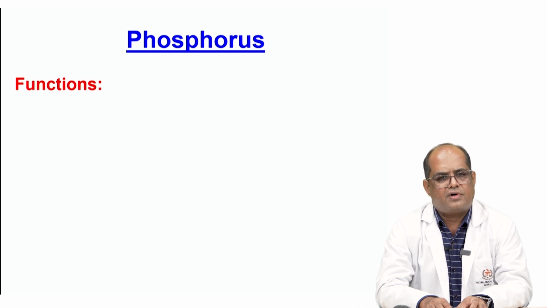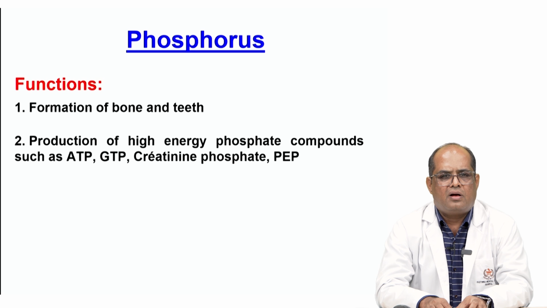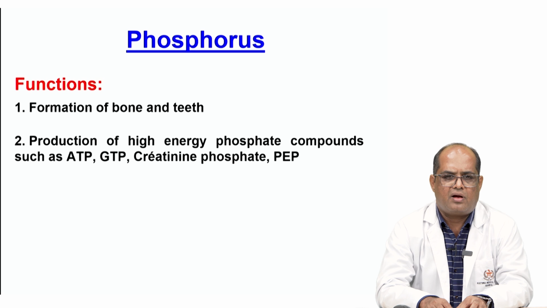Coming to the functions of phosphorus, the most important function is in the formation of bone and teeth. Along with calcium, it forms hydroxyapatite and gives strength to the bone and teeth. Another function is in the production of high energy phosphate compounds such as ATP, GTP, CTP, and also creatine phosphate and phosphoenol pyruvate, where phosphate is added as a high energy bond which is utilized as a source of energy.